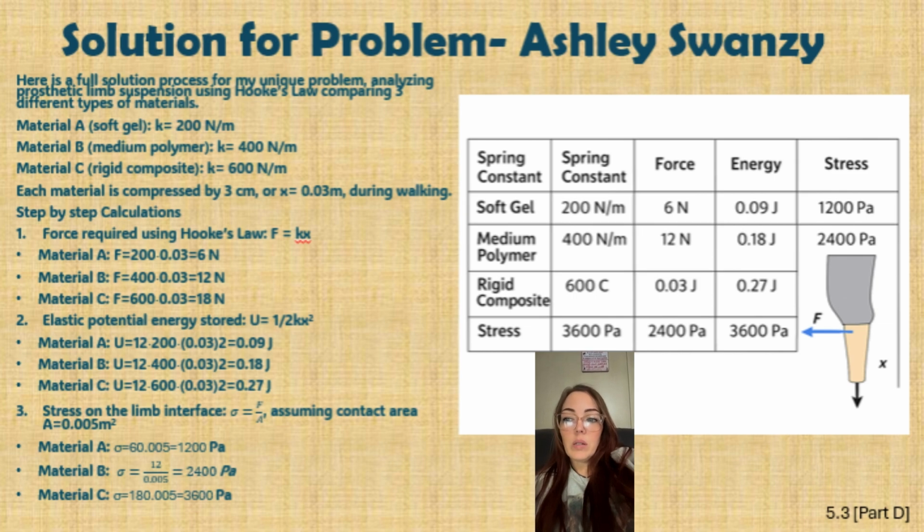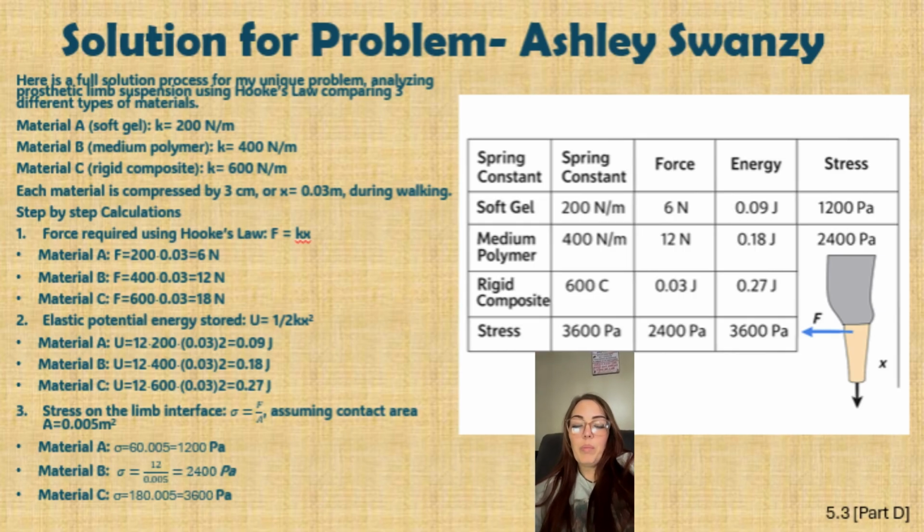So for the first step, the softer materials are going to require less force to compress, which may feel more comfortable but offer less control. Second step is more energy is stored in stiffer materials, which can improve shock absorption but may feel rigid. And then you've got your step 3. This is basically the higher stress is going to cause discomfort on your skin or skin breakdown, especially for sensitive users. The solution is going to show how material stiffness directly affects force, energy, and stress in the prosthetic suspension.